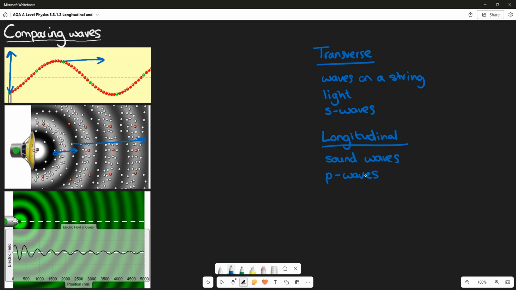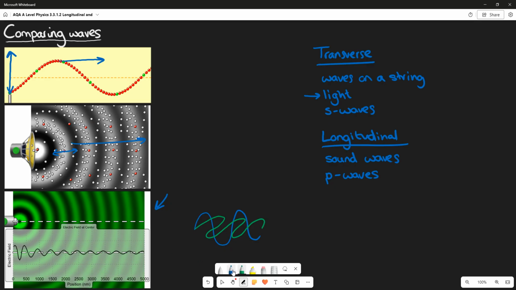level as P waves. It's important to note that light is a transverse wave, and it actually has two parts to it. So it has the transverse electric component and it has the magnetic transverse component as well, which is at 90 degrees to it. So transverse waves can actually be oriented in different directions.